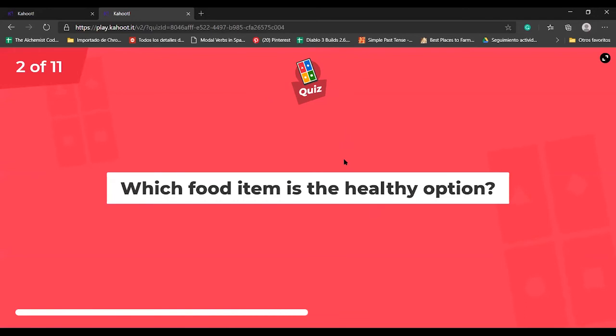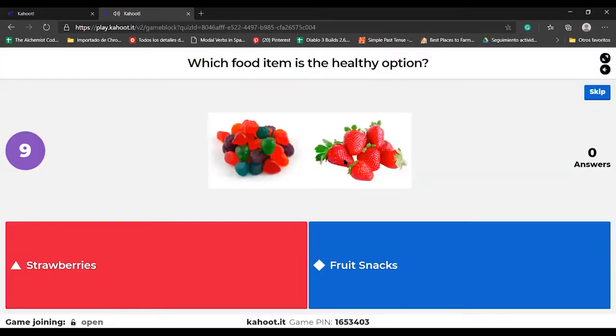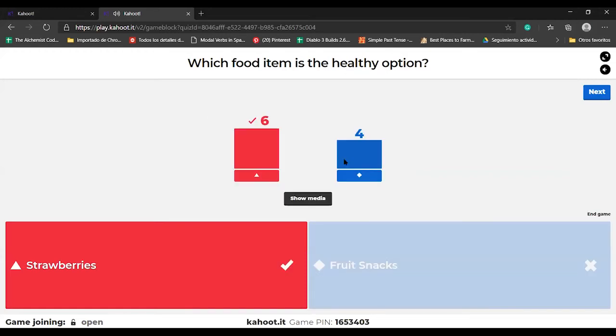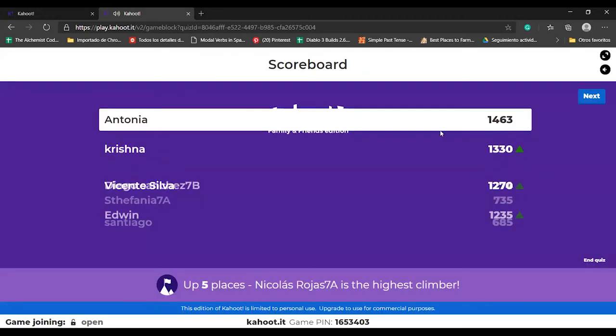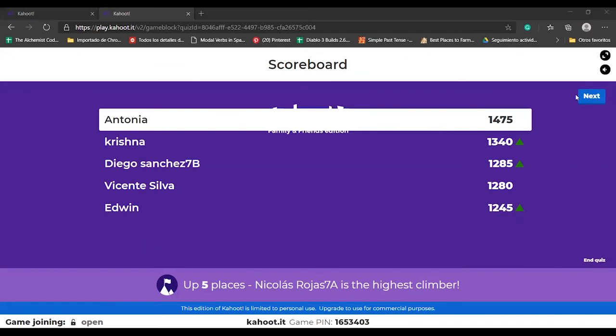The second question, which food item is the healthy option? Strawberries or fruit snacks? Strawberries or fruit snacks? Excellent, the strawberries. Why? Because the strawberries are, son las moras. Yes, moras. And fruit snacks son snacks de frutas. Son estas gomitas. So, excellent. So, the next one.